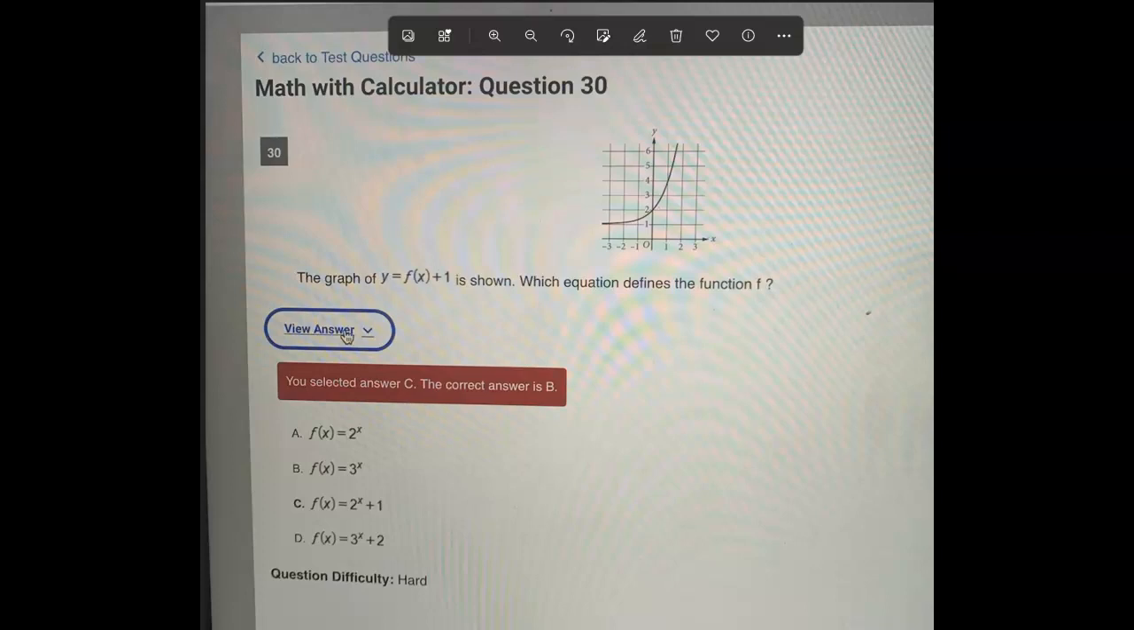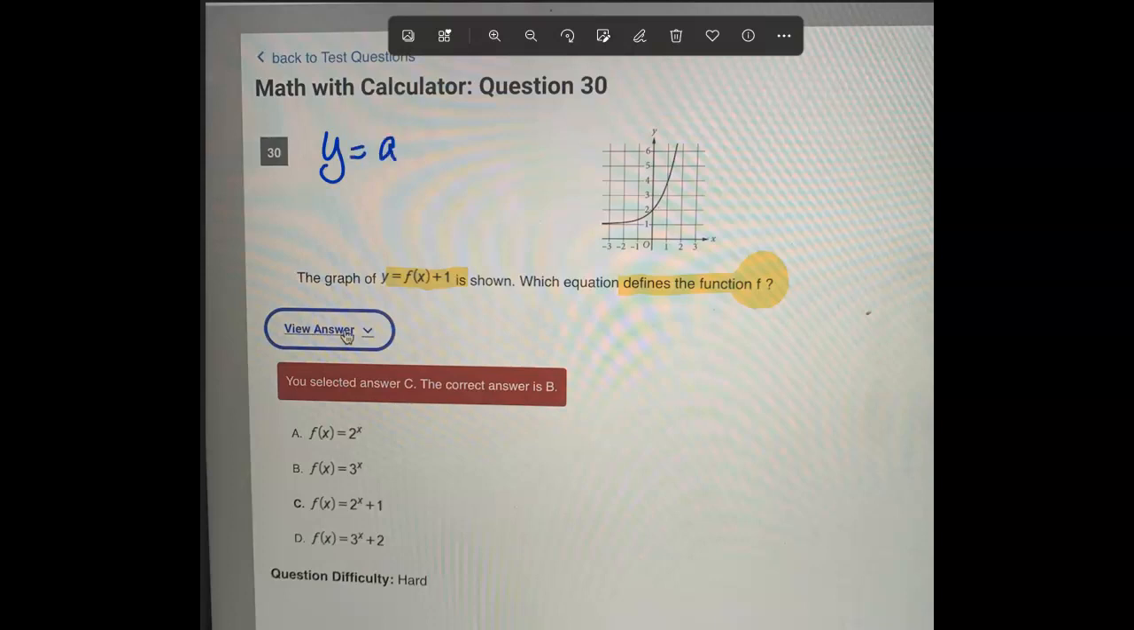Right, here's where I misread the question last time. It gives you f of x plus 1, and it just wants us to define f, just f by itself. So we need to get rid of that plus 1. As a reminder of what that plus 1 is, here's the equation that we're working with.